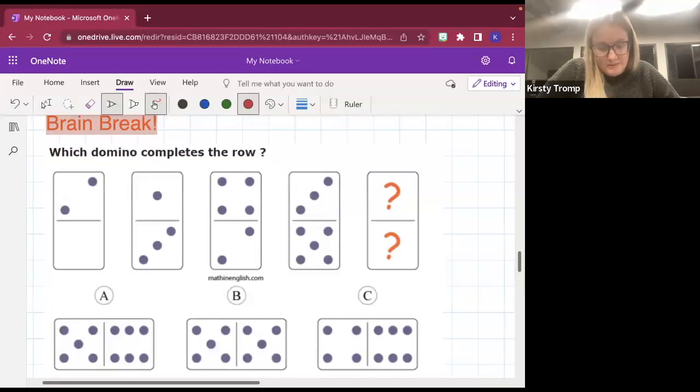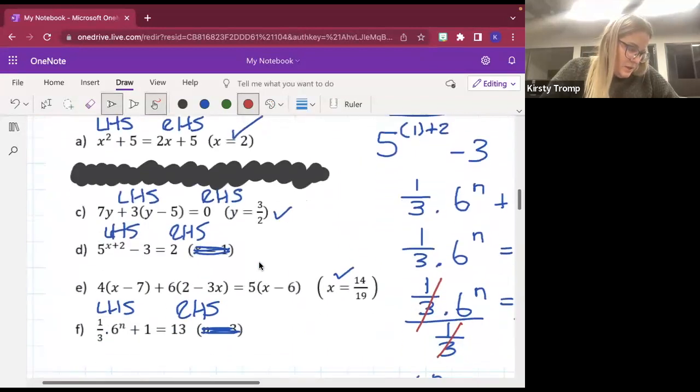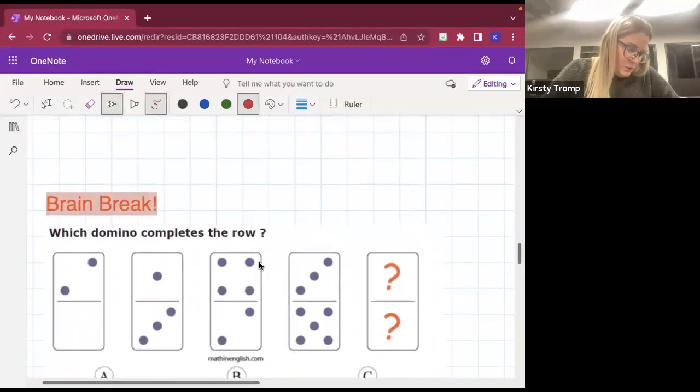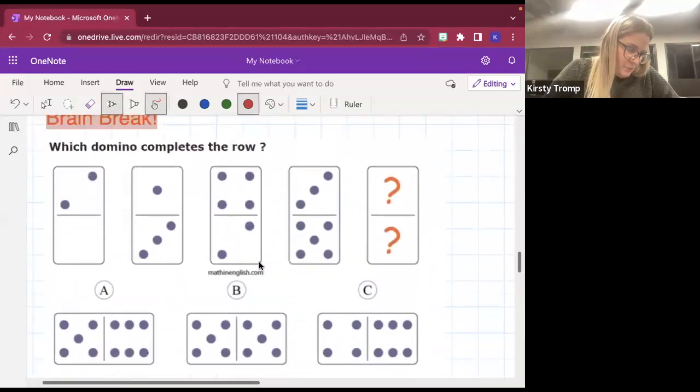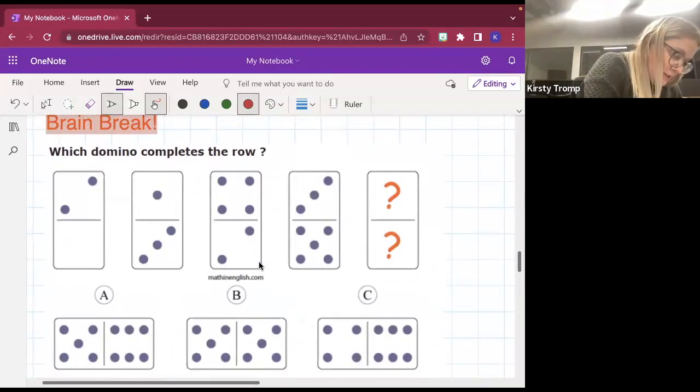Ma'am, I was asking about D. Can you please go through D again? Sure. Let me have a look at D again. I think I did go through it once already, but I will have a look at it once more for you guys. So while everybody is doing the brain break question, let's have a look at D one last time.